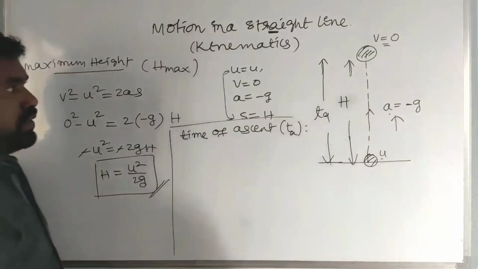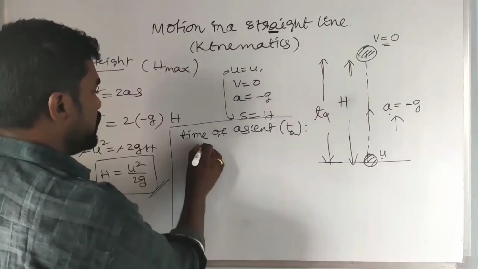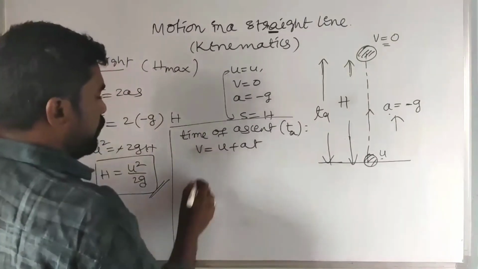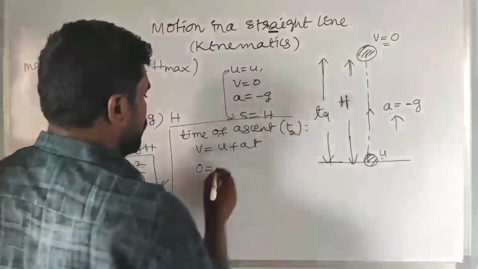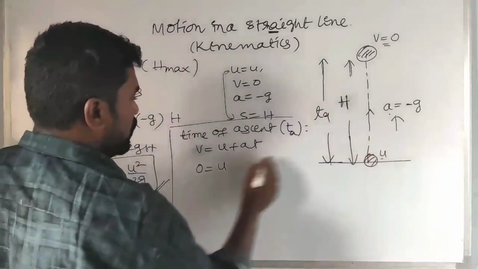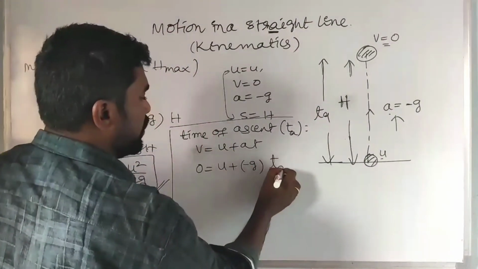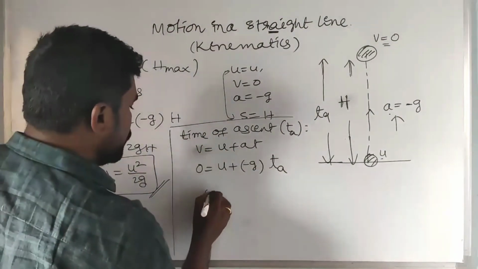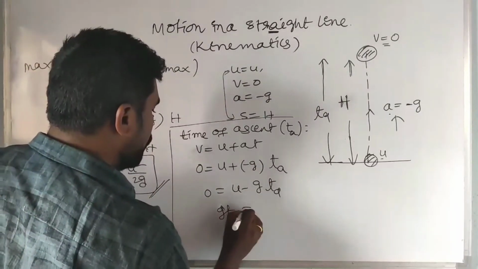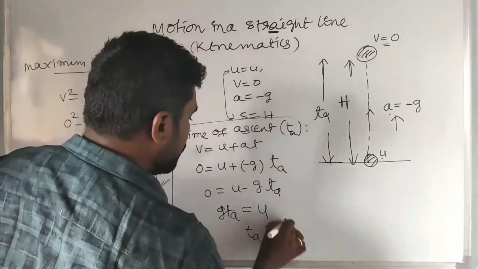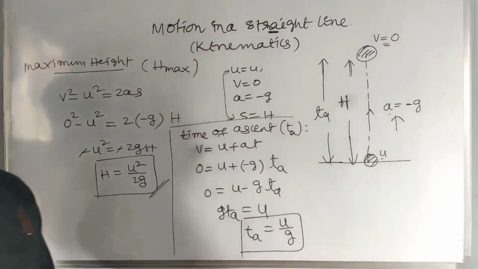So time of ascent is nothing but the time taken by the body to reach the maximum height. From v is equal to u plus at, where v is equal to 0 here, the final velocity of the body at maximum height is 0. And u is the initial velocity, which you already know. a is equal to minus g for the vertical body, and t is equal to the time of ascent, TA. So you can write 0 is equal to u minus g TA, and g TA is equal to u. TA is equal to u by g. So this is the time of ascent of the body.